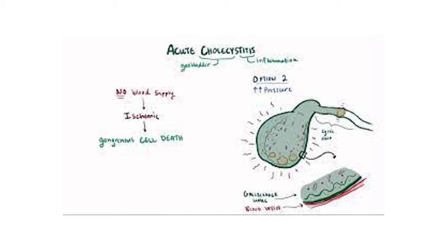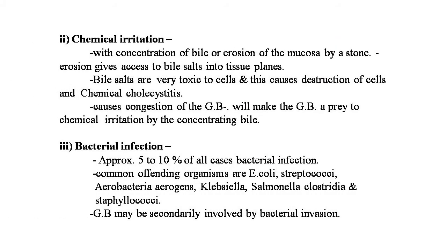Second pathological factor is chemical irritation. With concentration of bile or erosion of the mucosa by a stone, erosion gives access of the bile salts into the planes. Bile salts are very toxic to cells, and this causes destruction of the cells and chemical cholecystitis. Congestion of the gallbladder will make the gallbladder a prey to chemical irritation by the concentrating bile.